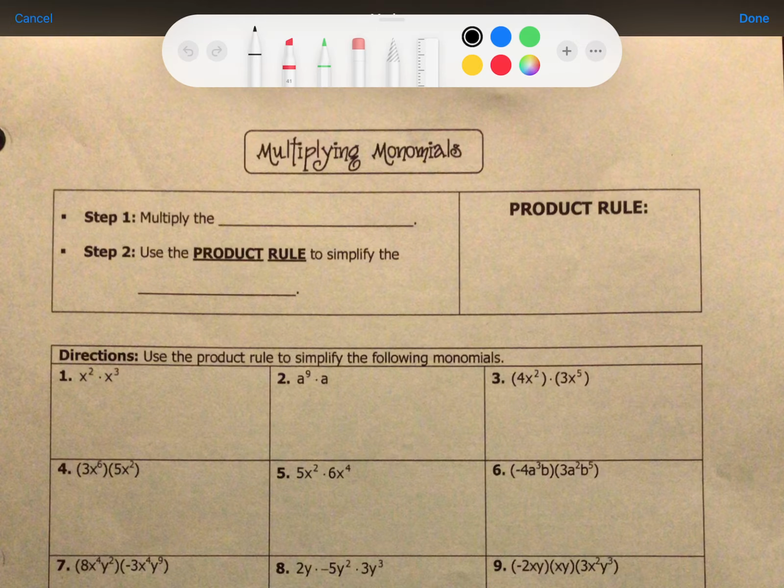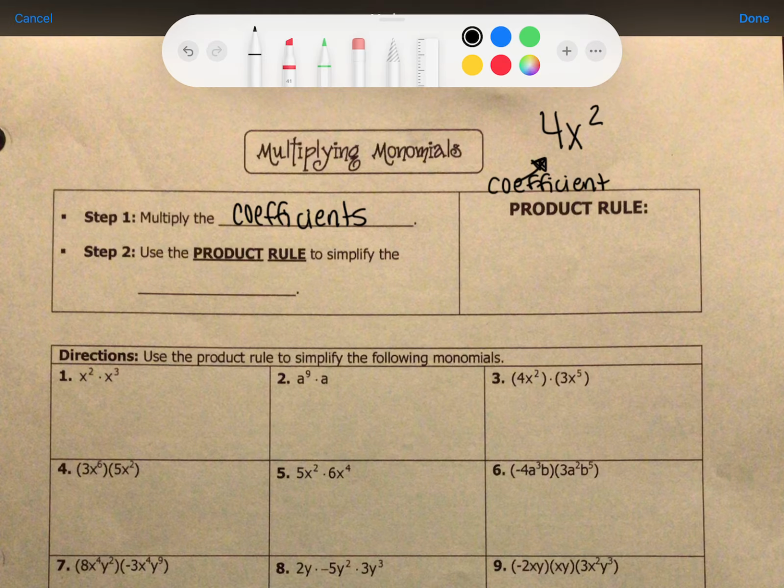Multiply what? If we're multiplying monomials, these are going to be the one-term things, and we're going to be multiplying the coefficients. Coefficients are the big numbers that sit in front of the variable. So if I have 4x squared, that 4 is a coefficient. And of course, the x squared is the variable term, and the 2 would be the exponent.